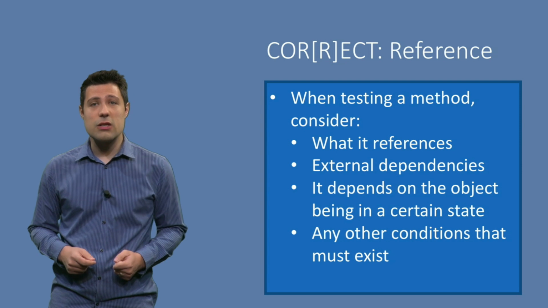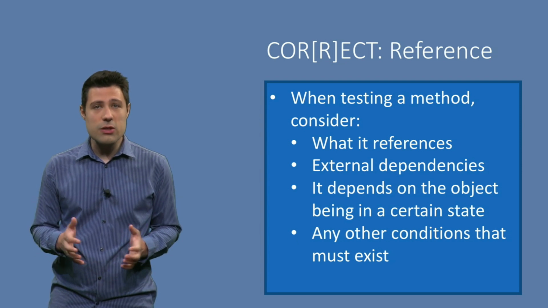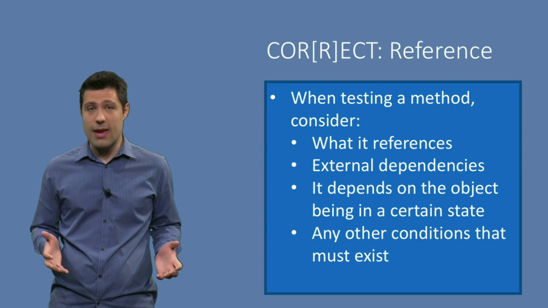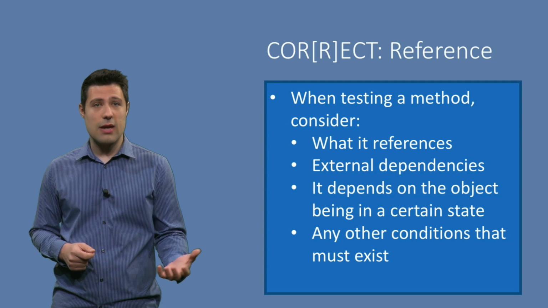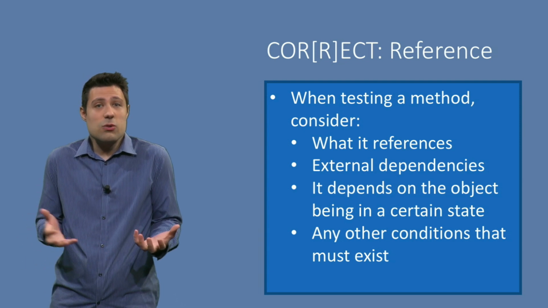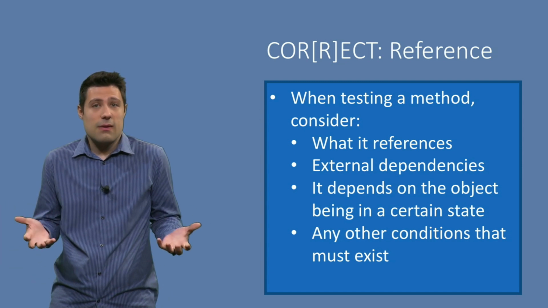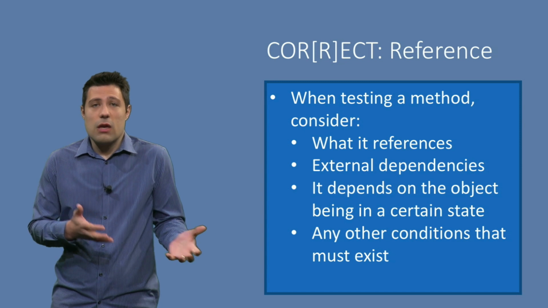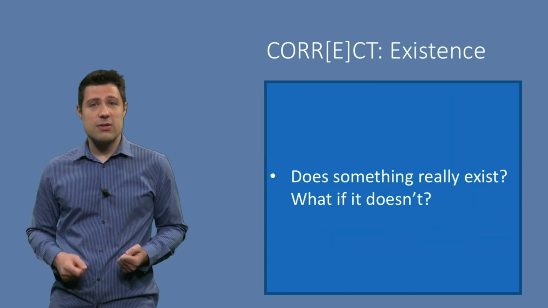Then the other R is for reference. So when you're testing a method, make sure that all its conditions or constraints are met. For example, if a class depends on a reference that is outside, or an external dependency, or it depends on another object that needs to be in a certain state. So make sure that all these other conditions are met, and if they are not met, your software should not crash.